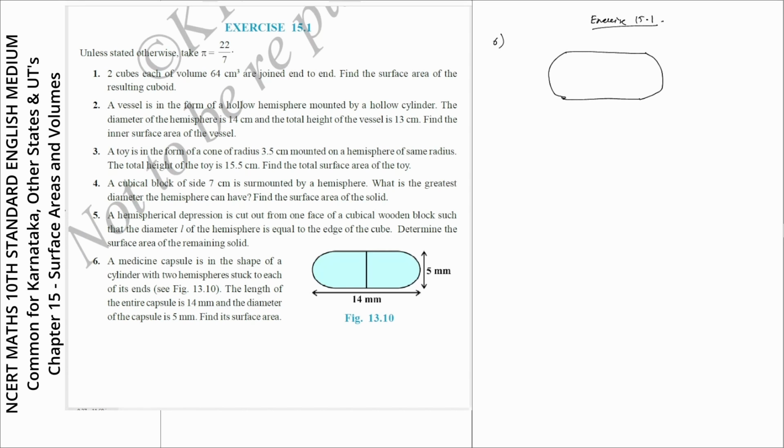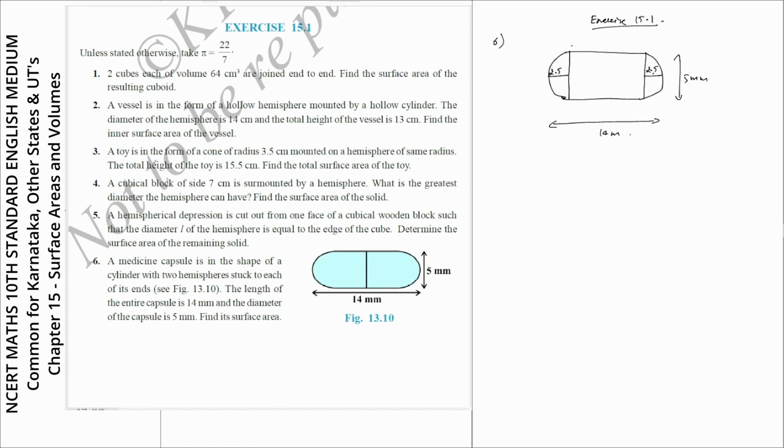So on two sides there is a hemisphere, and in between there is a cylinder like this. Now given the diameter is 5 mm and the total length is 14 mm. Since the diameter is 5 mm, what is the radius? Radius will be half of that, that is 2.5 mm. This is 2.5 mm, and here the radius also will be 2.5 mm.